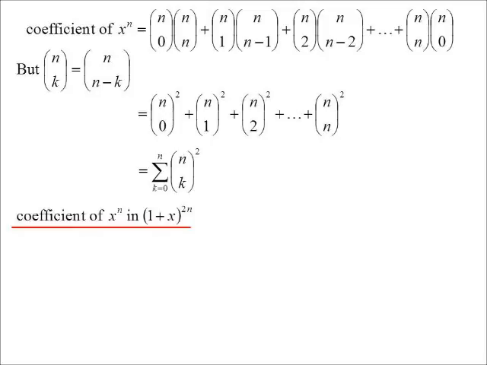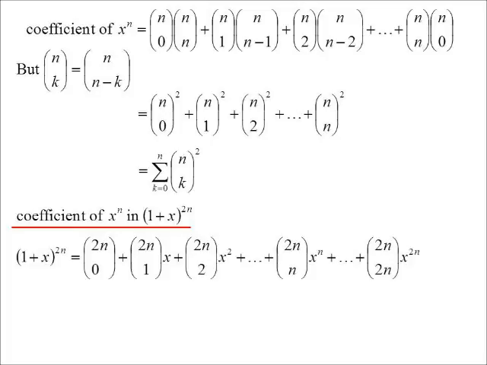The right-hand side. (1 + x) to the power of not n, but 2n. So we would expand that out, but somewhere in the middle, there would be a term that goes 2nCn x to the power of n. And it would be the only term in the whole expression that is x to the power of n. So on the right-hand side, the coefficient is that one right there, 2nCn.